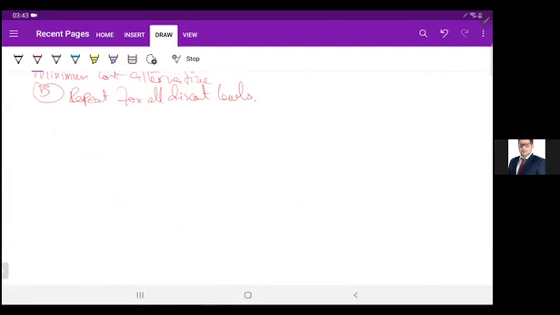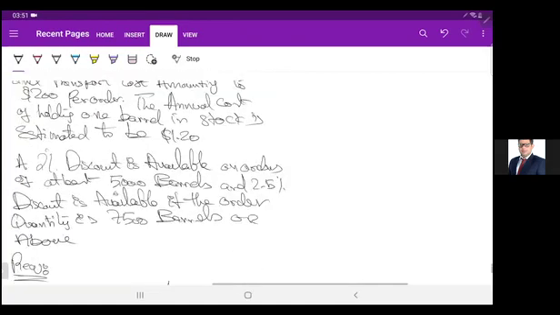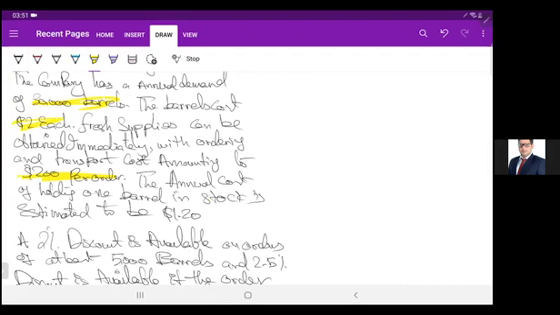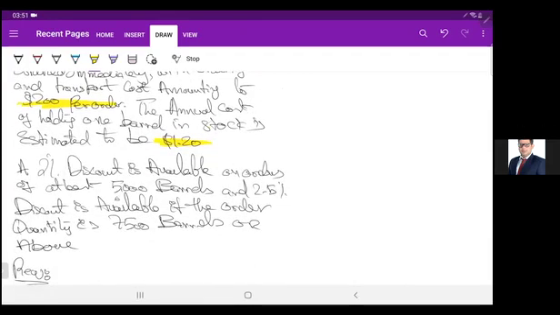Then we have further, we will look at the example now. So we have another example, which says M company is a retailer of barrels and has an annual demand of 30,000 barrels. The barrel costs $2 each. Fresh supplies can be obtained immediately with ordering and transport costs amounting to $200 per order. The annual cost of holding one barrel in stock is estimated to be $1.20. A 2% discount is available on orders of at least 5,000 barrels, and a 2.5% discount is available if the order quantity is 7,500 barrels or above.